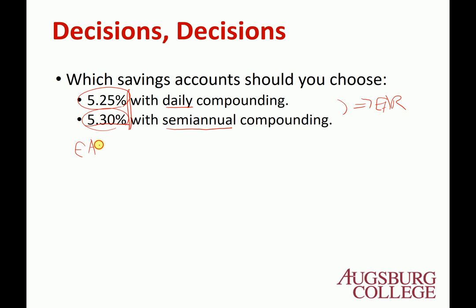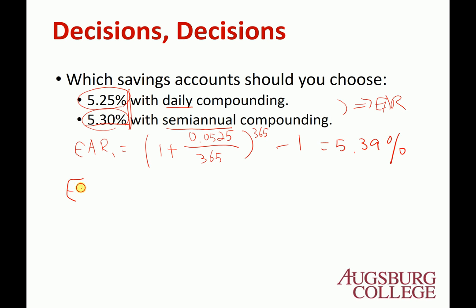So EAR number one is 1 plus 5.25%, 0.0525, divided by 365, since it's daily compounding, to the power of 365, minus 1. Again, 0.0525 divided by 365 is the periodic rate for the daily. It's going to be 5.3939%. You can verify that.